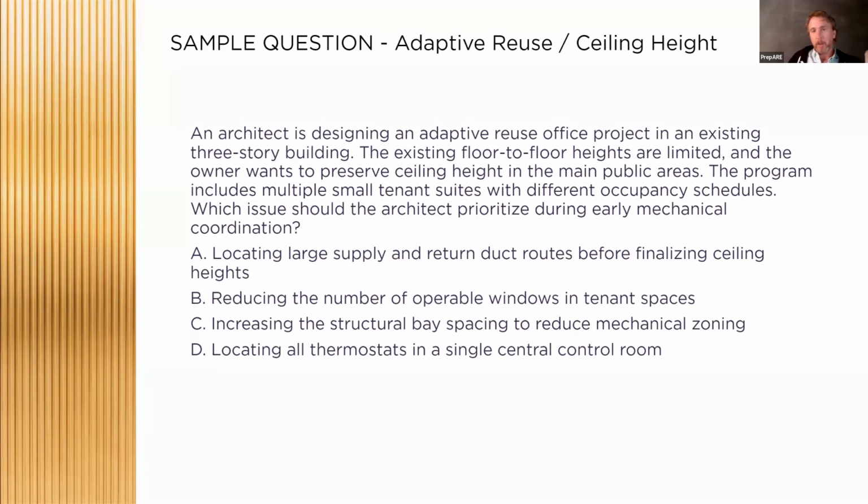Locating large supply and return duct routes, reducing the number of operable windows, increasing the structural bay spacing, or locating all thermostats in a single central control room. We know we're not centralizing all the thermostats, that'd be weird, but that's going to be A. Your large supply and return duct routes really need to be prioritized.